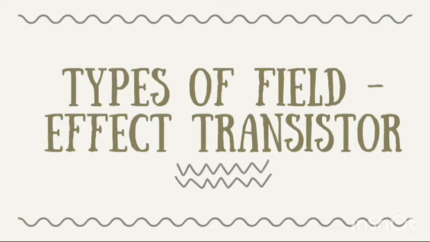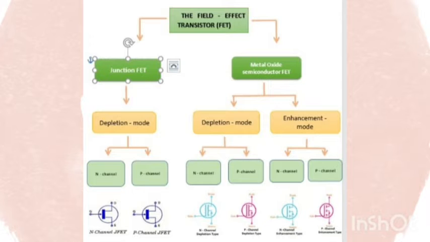Types of FET. The FET is divided into two types, junction FET and metal oxide semiconductor FET. For the junction FET, they have depletion mode. The depletion mode has two types of channel, the N-channel and P-channel. The second one is metal oxide semiconductor FET. This type is divided into two modes, depletion mode and enhancement mode. These two modes also have N-channel and P-channel.